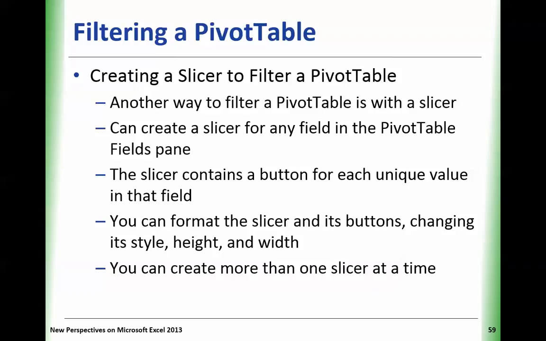We can also use a slicer to filter a pivot table. So the pivot table works much like the sort and a whole lot like the filter buttons from before, where we can use slicers. You can sort by columns, data, whatever you need.